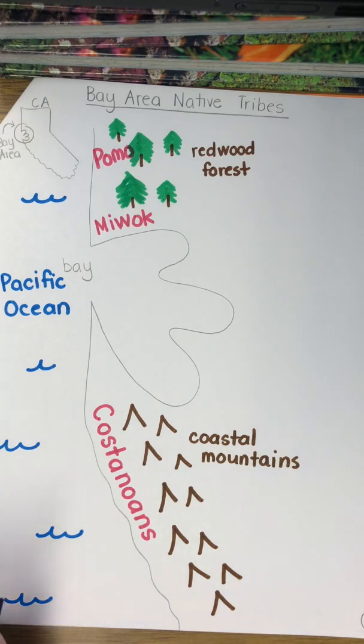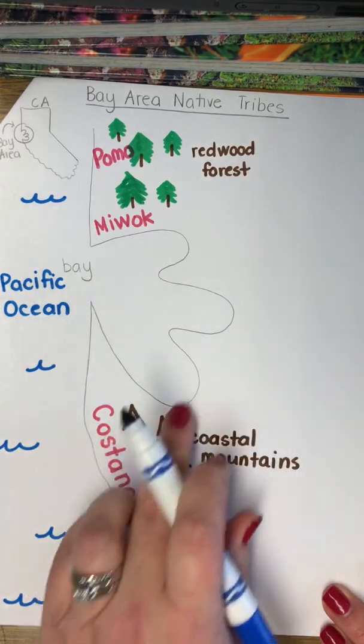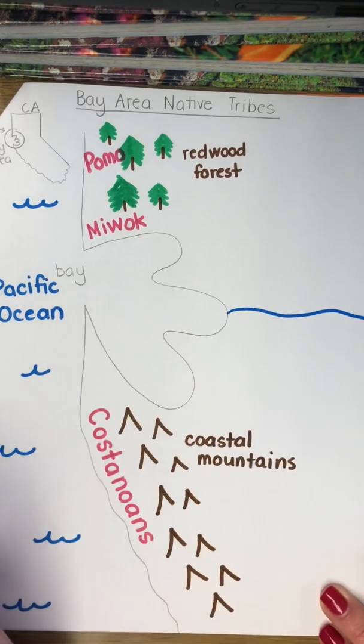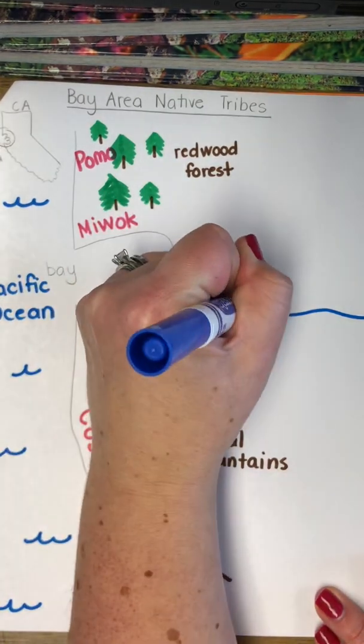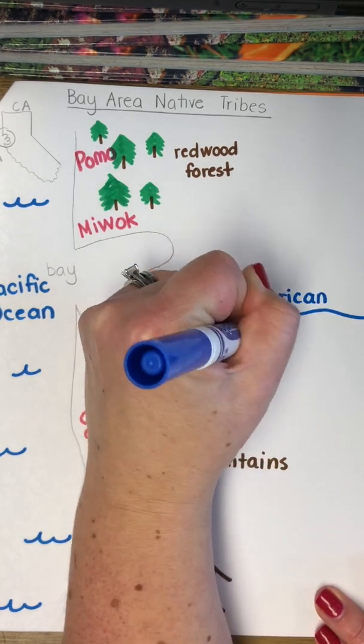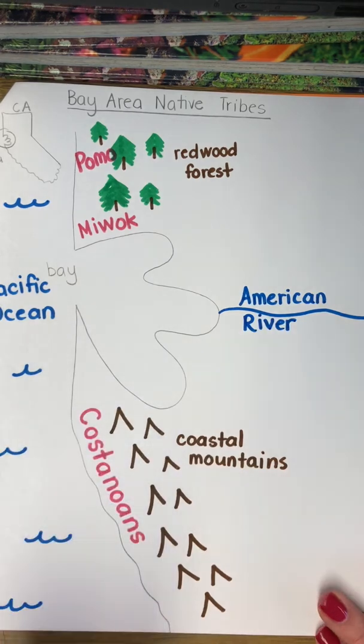Okay, so let's label a couple more things before we get to our tribe. First, we need to draw in an important river, which is the American River. So right here in this middle inlet here, we're going to draw kind of a swirly line all the way across the paper. And that is the American River, part of the Sacramento Delta, which brings water to the bay from the mountains. So when it snows up there in Lake Tahoe, okay, we're getting that runoff through the American River right down into our part of the bay.